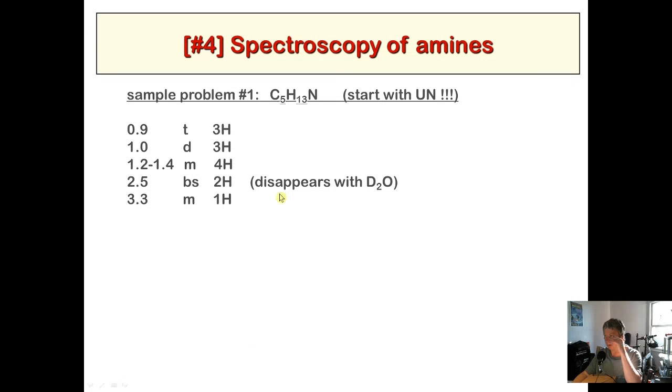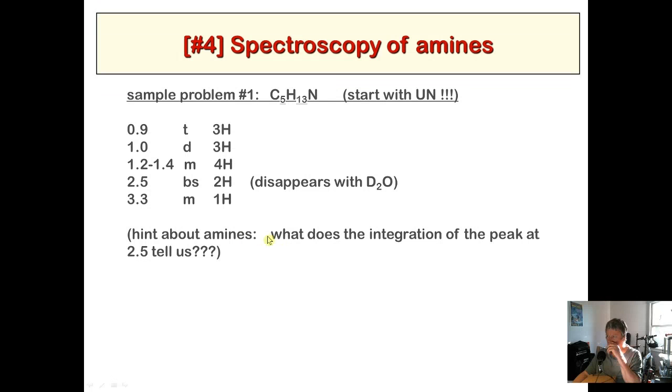So try this problem. I'm not going to do it for you. See if you can get the right answer. Here's a hint about amines. What does the integration of the 2.5 peak tell us? It's a broad singlet. There's 2 protons. So is it a primary or secondary or tertiary amine? Let's also start with the UN, of course. Oh, 2H is probably a primary amine because that could be an NH2. All right. So there you go. There's your substructure, NH2. See if you can do the rest of this.